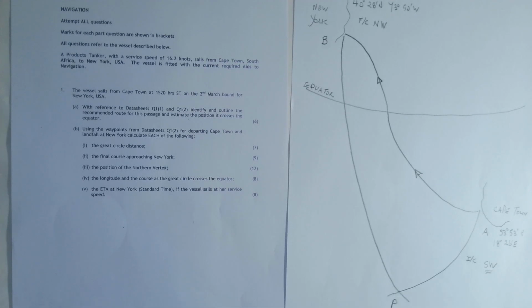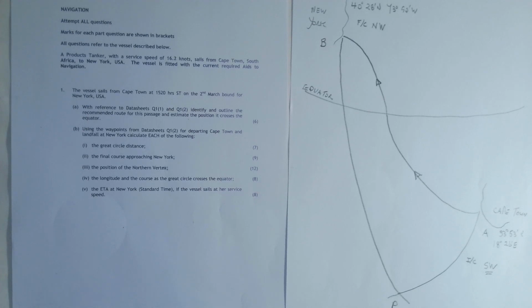And PA should always be the hemisphere that you're starting off in. And then PB, of course, will be New York. And we have to find the distance, the final course approaching New York, and the northern vertex and the longitude and course as the great circle passes the equator.